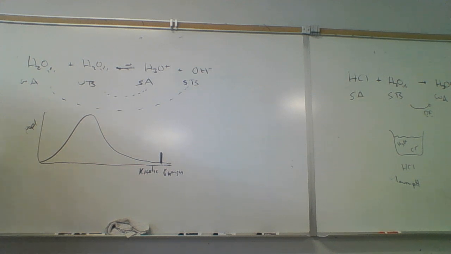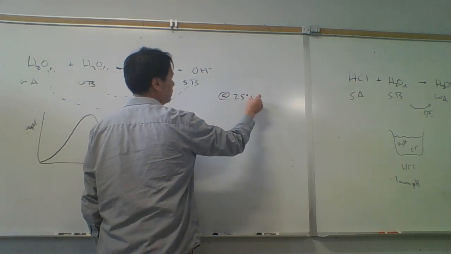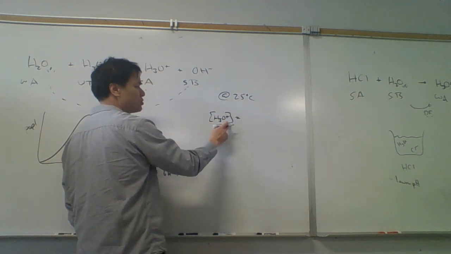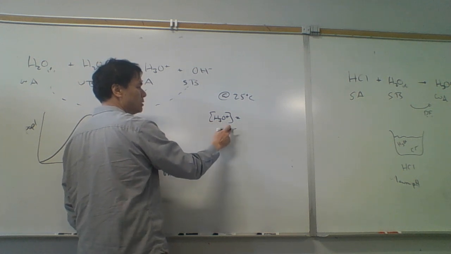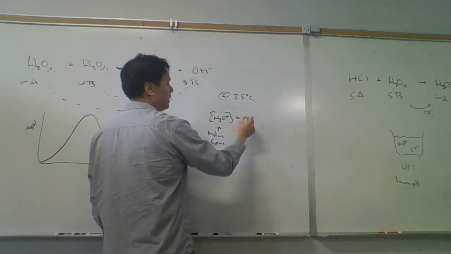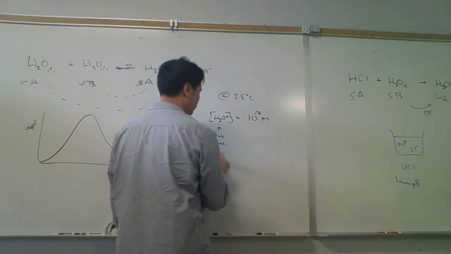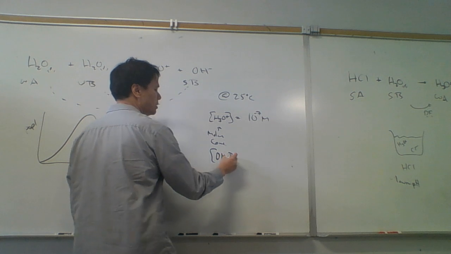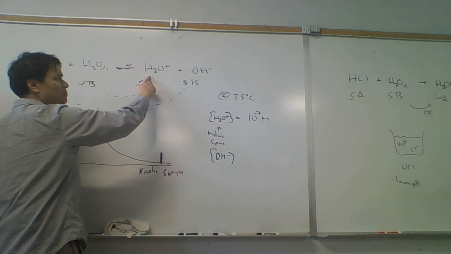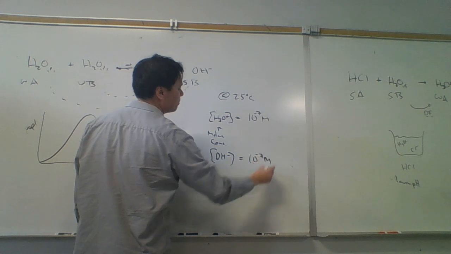Well, we can measure how much. At 25 degrees C, the hydronium ion concentration, we can measure. This is the molar. When we have square brackets like that, that's the molar concentration. It is 10 to the minus 7 molar. And the hydroxide ion concentration, because this is produced in a 1-to-1 mole ratio, so for every hydronium that's made, 1 hydroxide is made, will also be 10 to the minus 7 molar.